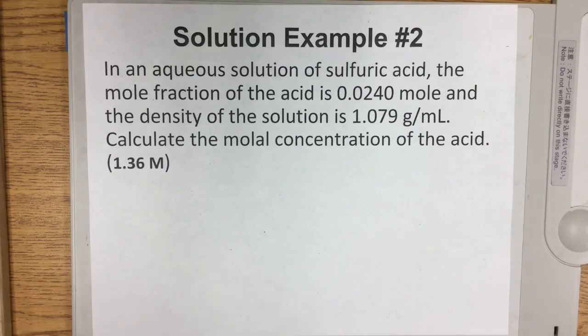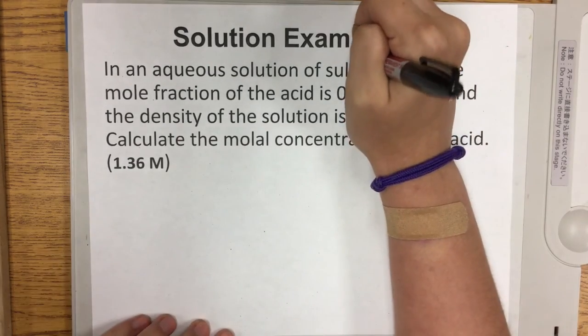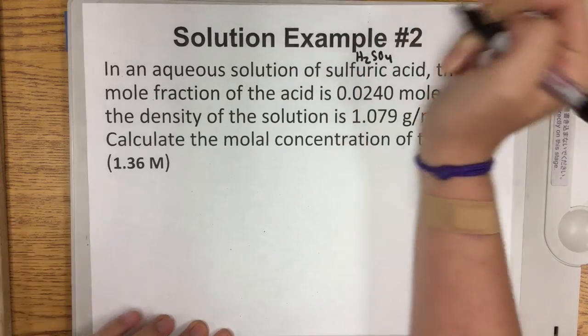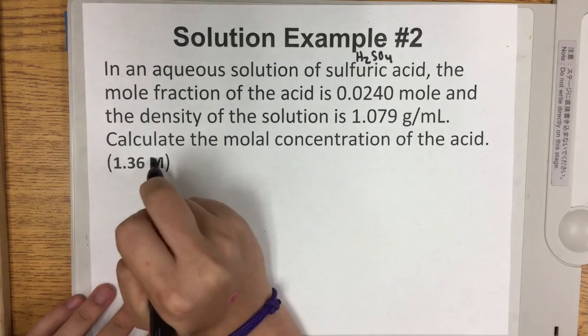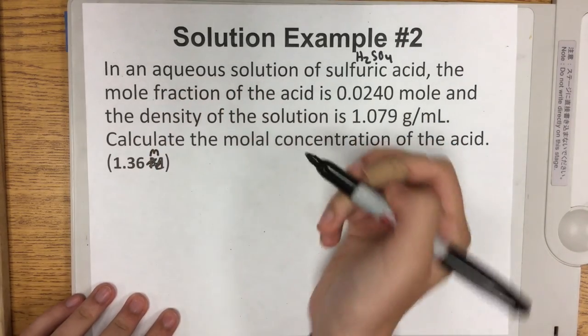Now we have one more solution example. In an aqueous solution of sulfuric acid, and just so we don't get confused, sulfuric acid is H2SO4, so we don't accidentally convert to the wrong thing. The mole fraction of the acid is 0.0240, and the density of the solution is 1.079 grams per milliliter. Calculate the molal concentration of the acid. So this is actually a mistake here. This should be a lowercase m because lowercase is molal.